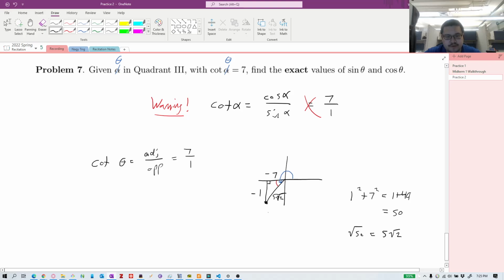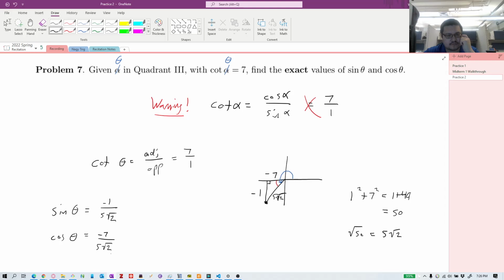And we've now labeled our triangle correctly. So I can then say what my sine is and what my cosine is for this given angle. So sine is opposite over hypotenuse, so -1 over hypotenuse, 5 root 2. And my cosine is adjacent over hypotenuse. Yeah, that looks right.